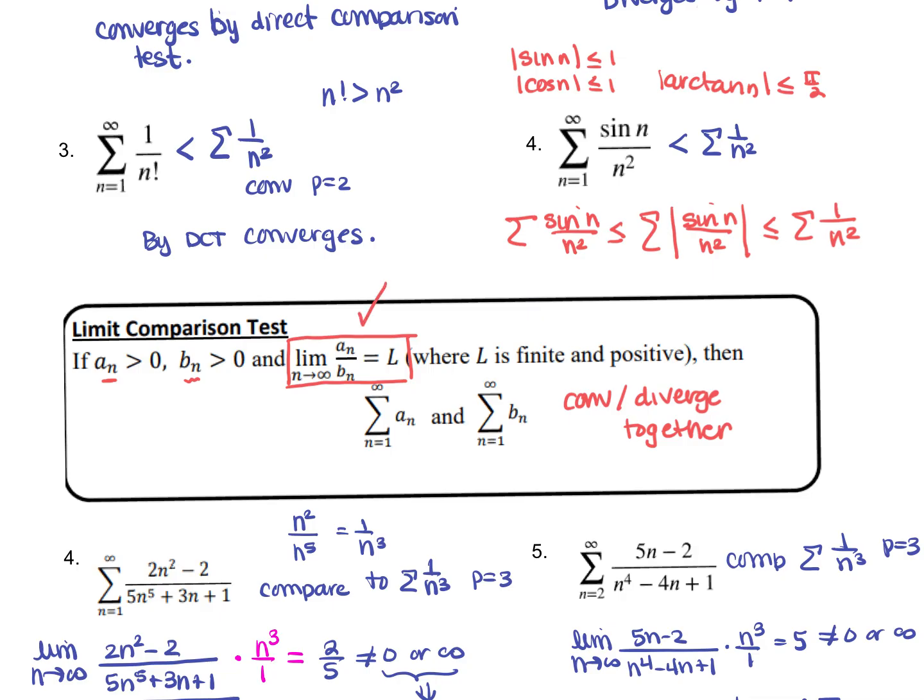What this is saying right here, this limit, it's saying that they're changing at the same rate. a_n and b_n are either going off to infinity together or they're going to converge to something else.